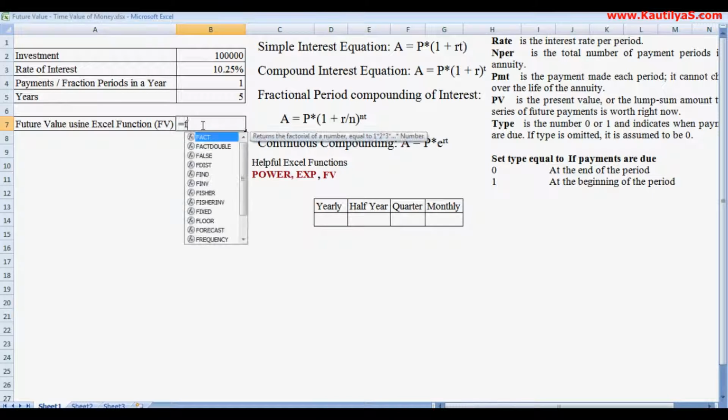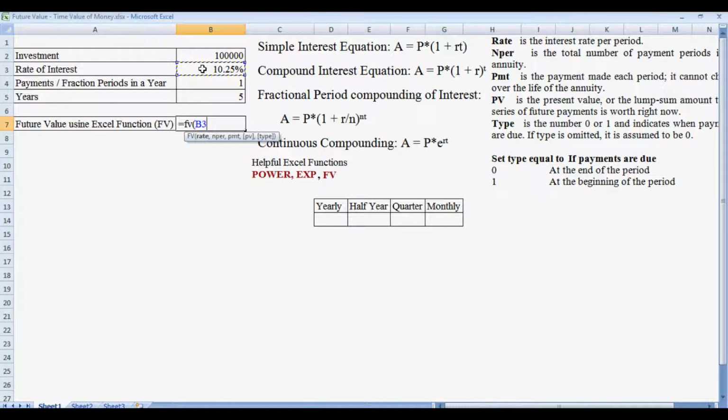Equals FV, that is future value. Now it is asking you for the rate. So the rate of interest is 10.25%. So for rate, what we do is rate divided by fraction payments. So if it is paid once, twice, thrice, whatever the number of times it is paid, we take the rate divided by the fraction of payments, comma.